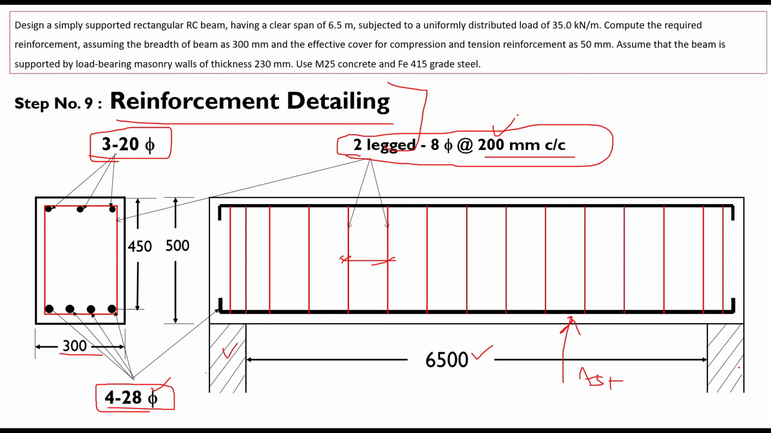So this is the way how we have to design a doubly reinforced section. Now you can see here overall depth required is also high, and compression steel as well as tension steel which we have provided.